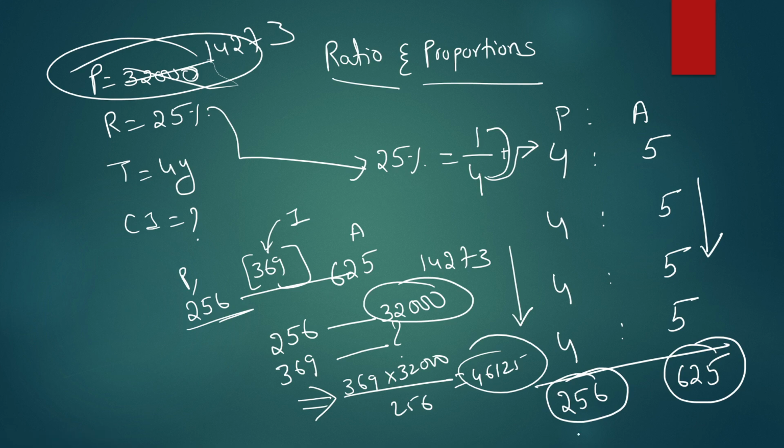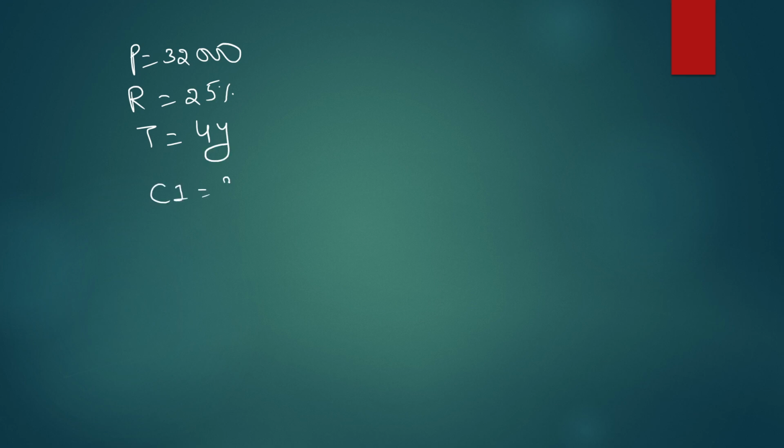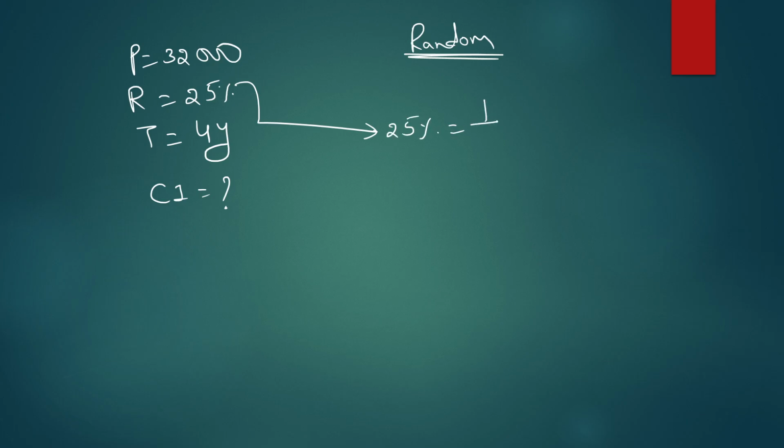Let's go for one more method. Again I am going to take the same values, P equals 32,000, rate of interest equals 25% and time period equals 4 years, and I want to find out CI. In this method we are going to work with a random number. Let us take your 25% and convert it into a fraction, which gives 1/4.